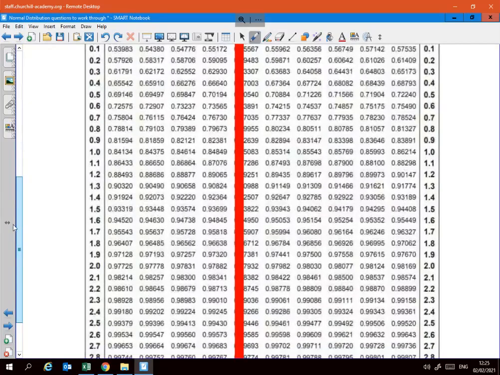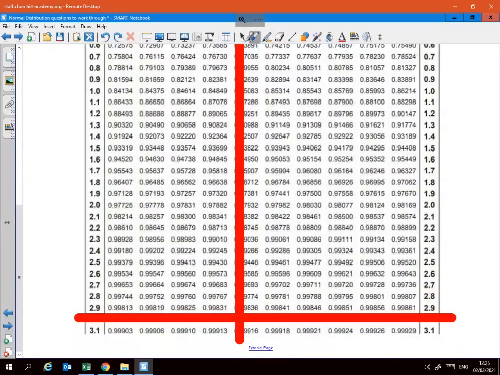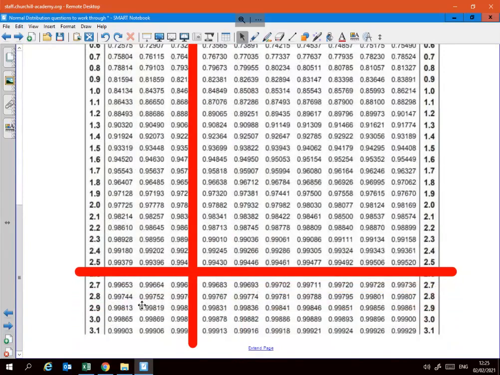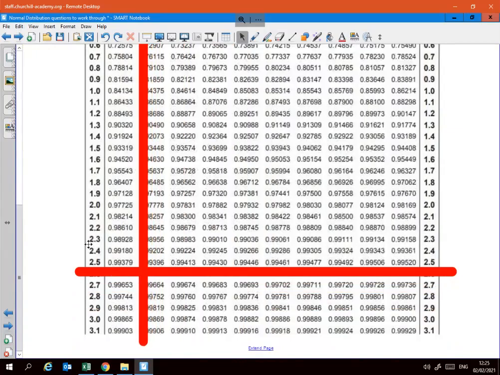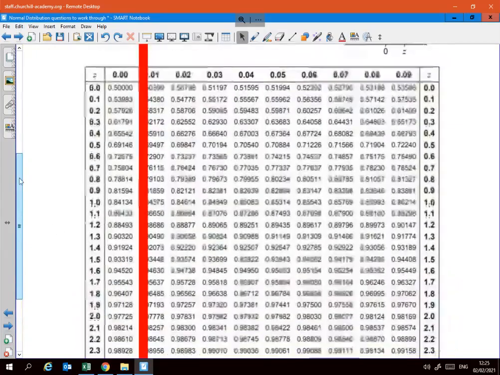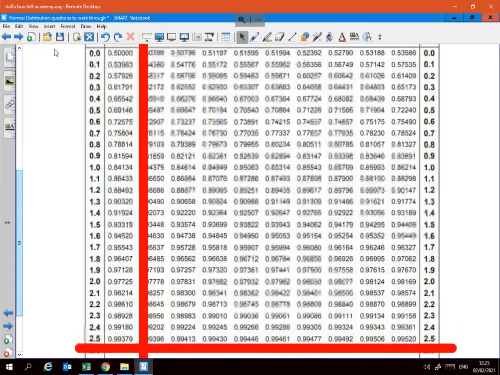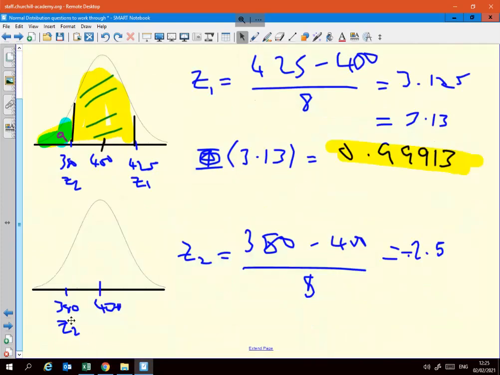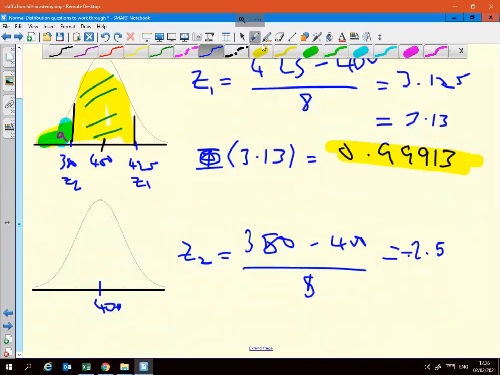We don't have minus numbers in the table. We've got 2.5. Really, it's 2.50 is the last decimal place. That's that one there. So we might come back to that in a second, but we need to think what we're doing before we just start reading numbers out. What we've got is that this z-score is 2.5 standard deviations below the mean. And we don't have a table to deal with that, but we do have the fact that this whole thing is symmetrical.